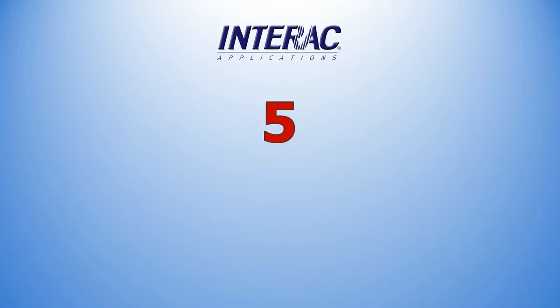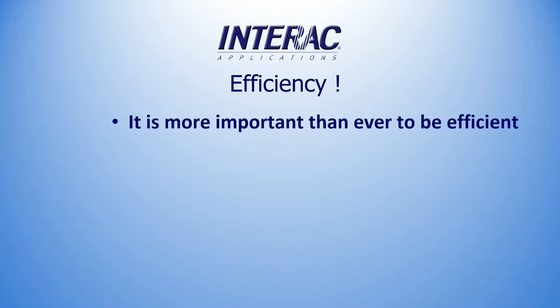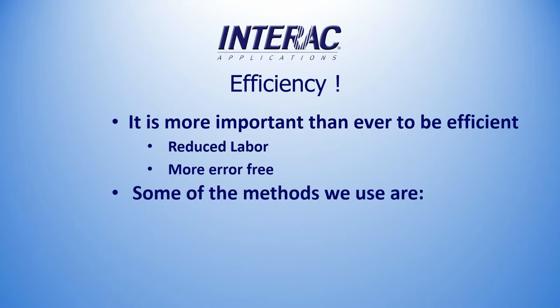Our number 5 reason to consider an Interac system is Interac is efficient. It is more important than ever to be efficient. This results in reduced labor, and it is more error-free. Some of the methods we use are tailored input screens. For example, if you do not have the purchase order package, you'll not be prompted for those items. Also, file maintenance screens can be set up for only the fields that you utilize. If you're not a union contractor, you don't have to be prompted for those items.